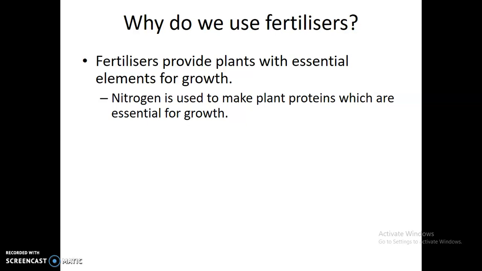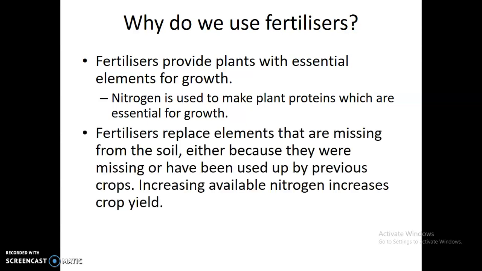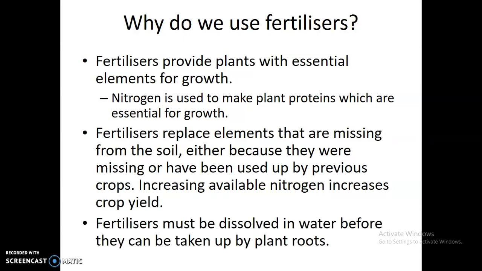Now, because we are more intensively growing crops, we need to be replacing those elements much more quickly than nature will do for us. The nitrogen cycle is quite a slow process. So what farmers will do is they will provide the plants with those nutrients by putting down fertilisers. They'll put down extra nitrogen, phosphorus and potassium. So the farmers replace those elements in the soil. That's what fertiliser does, is increases crop yield. It makes more crops in less time. It allows them to grow more quickly. And that's what farmers will do. They'll put that down.